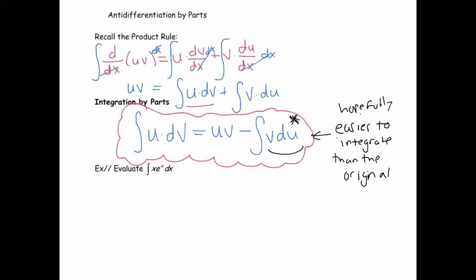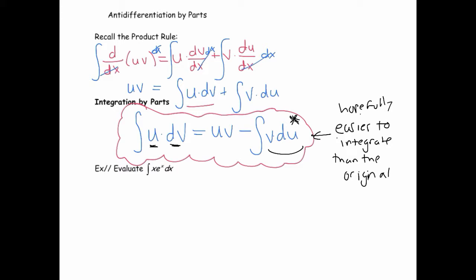If you look at the left-hand side, inside that integral, you have the product of two functions. You have u times a dv. So what you're doing when you do these problems is viewing one of the pieces as a function, in this case u, and another piece as the derivative of a function, in this case dv. So let's see how this works on a problem. Let's try to evaluate the integral of x e to the x.